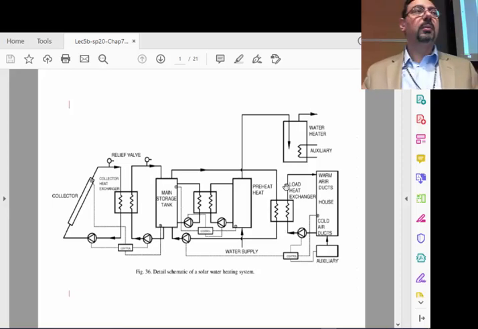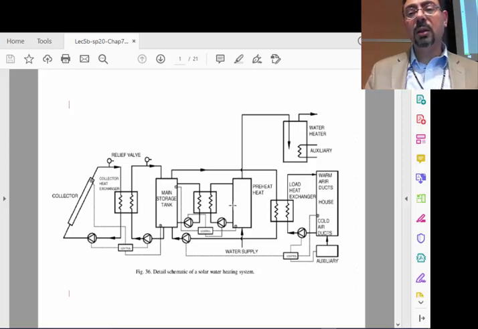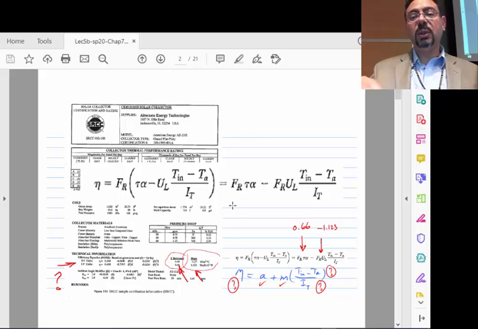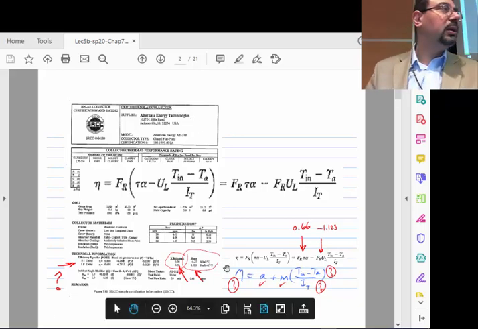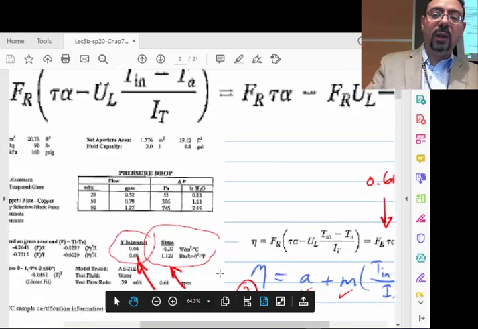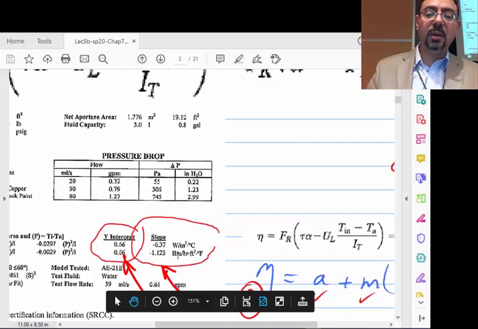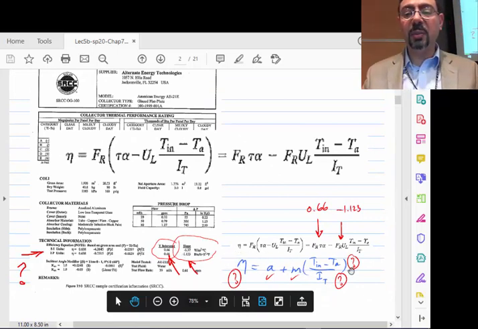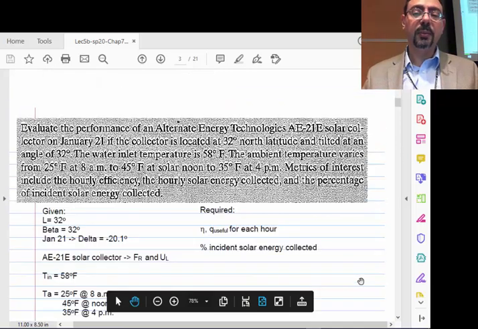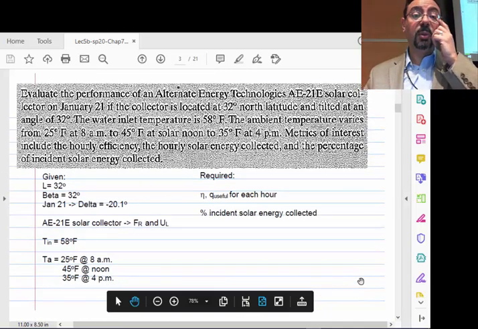So now let's see how useful this equation is and what we can do with it. Again, you will be given a data sheet for that heater, and you are after those two numbers, the intercept and the slope. With the intercept and the slope, you tell yourself, I got my equation. I got this and this: efficiency on one side, and T input minus T ambient over the incident radiation on the other side.